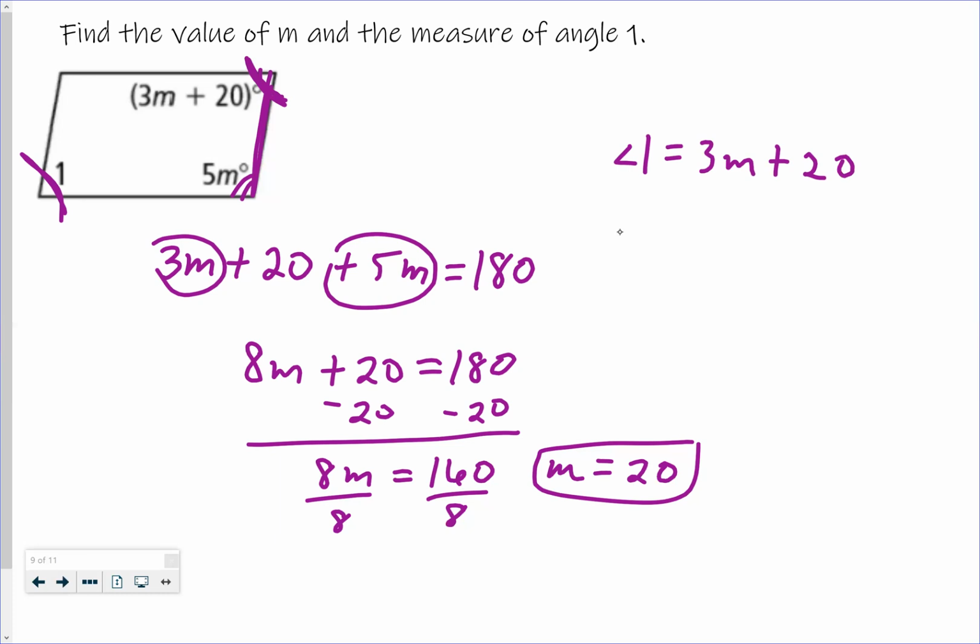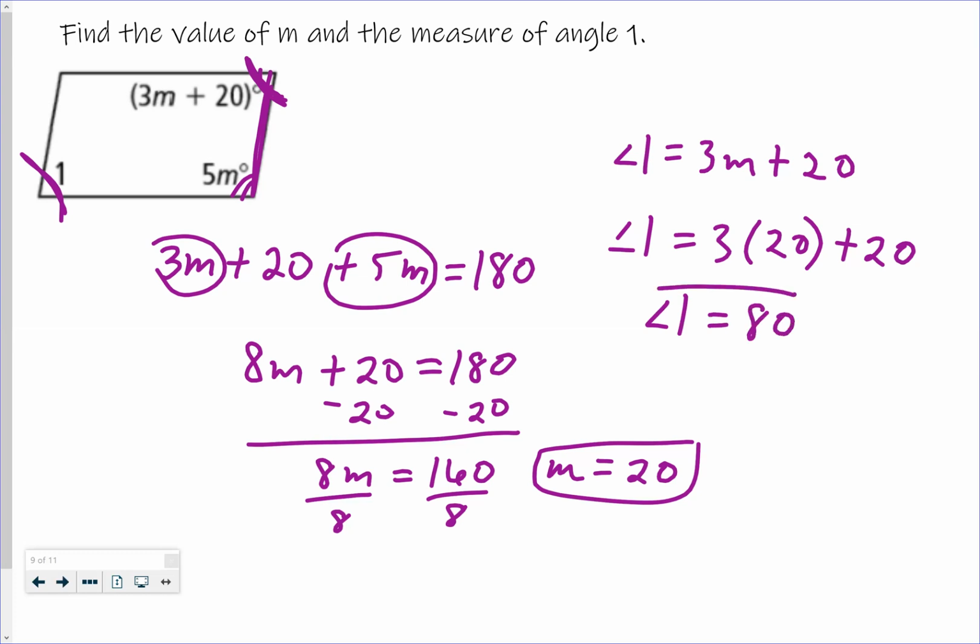Okay, so we just plug in. Angle 1 equals, well, m was 20, so 3 times 20 plus 20. So angle 1 would be 80. And then right away, look, check. This down here, 5m, it should be equal to 100, right? And isn't 5 times 20 100? Well, there you go.